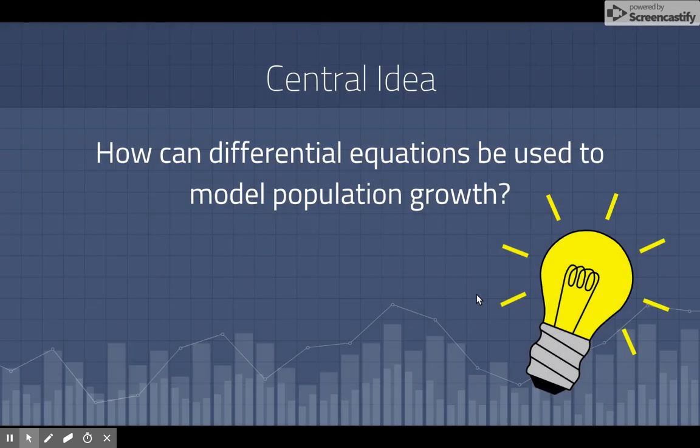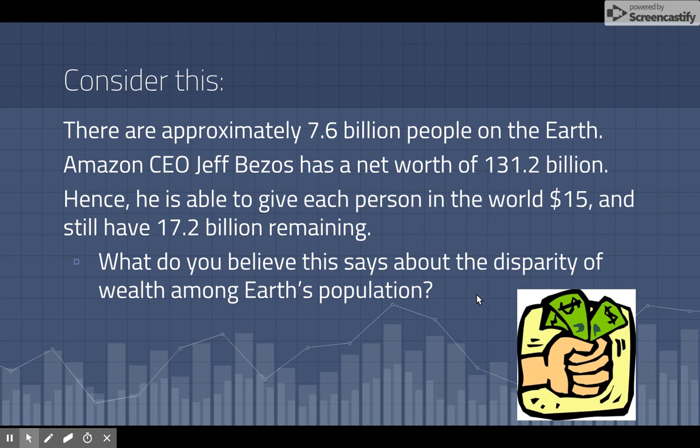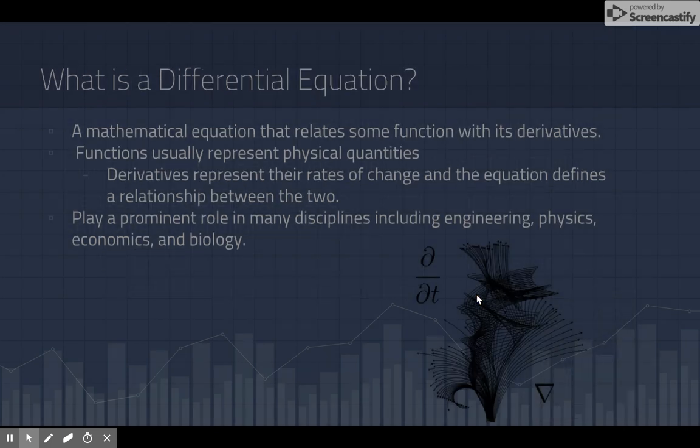So the central idea is how can differential equations be used to model population growth? Consider this: there are approximately 7.6 billion people on the earth. Amazon CEO Jeff Bezos has a net worth of 132 billion. Although this means he does not have this money right in his hand as cash, he's able, hypothetically, to give each person in the world $15 and still have 17.2 billion remaining. What do you believe this says about the disparity of wealth among Earth's population?